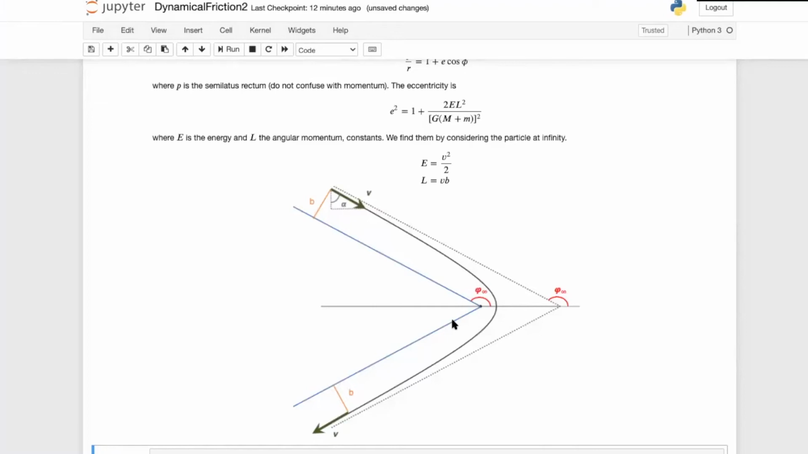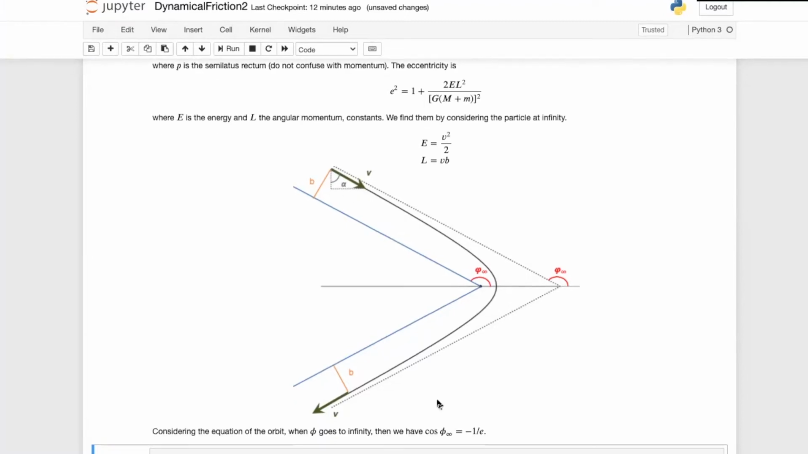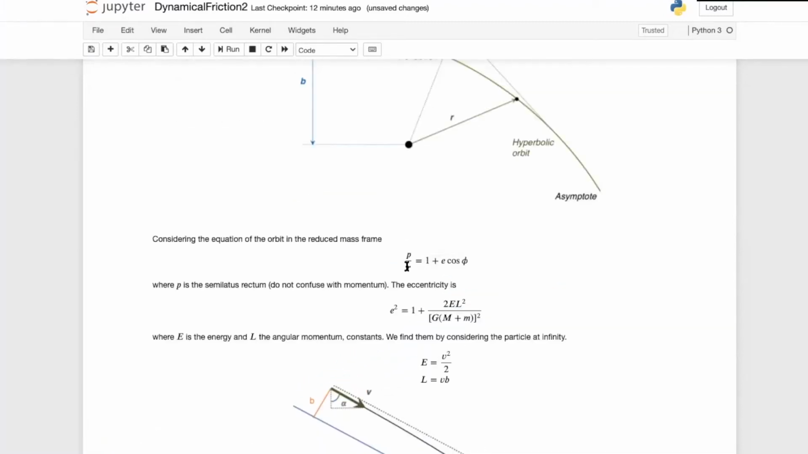Let's consider the asymptotes then. We have that the body is approaching with impact parameter b. The asymptotes are at an angle φ∞, and the velocity is making an angle α with the horizontal. If you consider the equation of the orbit, when r goes to infinity, then the right-hand side has to be 0. So φ∞ is given by 1 plus e cosine φ∞ equal to 0. That gives you then the cosine of φ∞ is minus 1 over e.